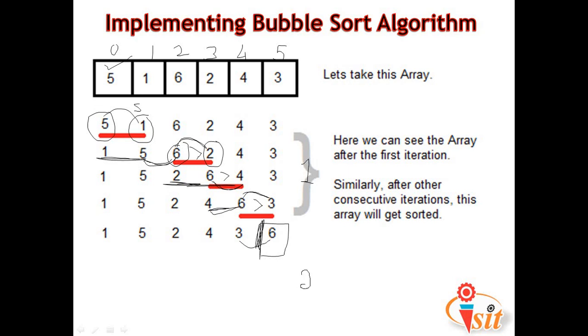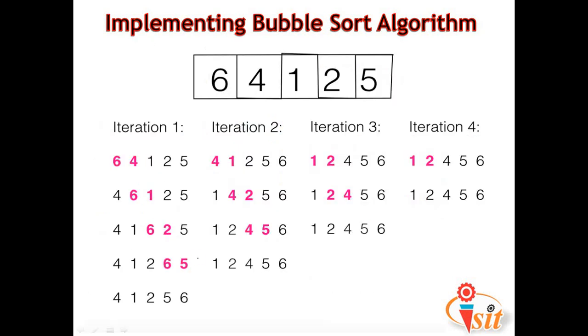Again in the second iteration, the first element and second element are compared. If the first element is greater than the second element, we need to swap. Otherwise, if the first element is less than the second element, then we move to the next comparison. So like that the bubble sort algorithm works. Now consider one more example with the iterations.